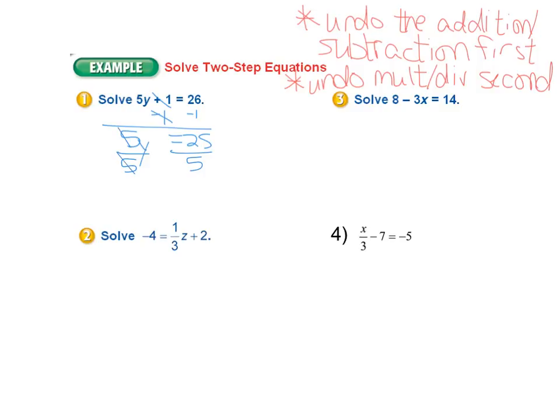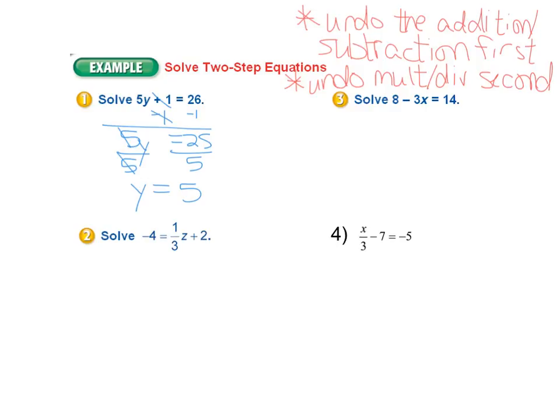5 divided by 5 is 1. 1y is y. 25 divided by 5 is 5. So y equals 5. Now this is, again, an equation. We can check this. If we were to take 5, substitute it back here, 5 times 5 is 25 plus 1. Guess what? 26. Okay?